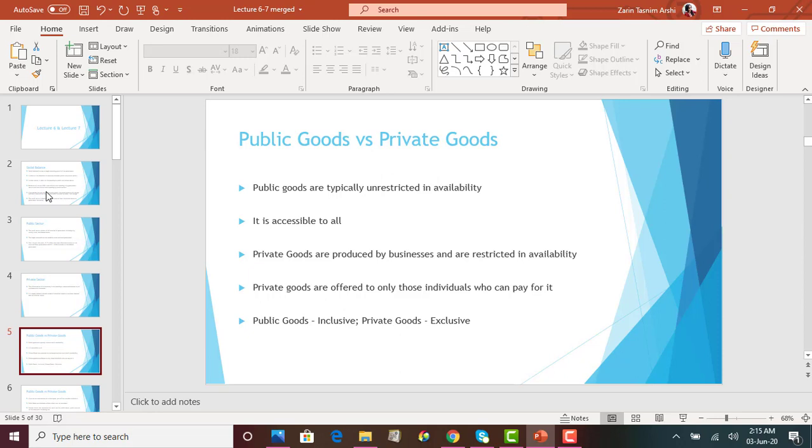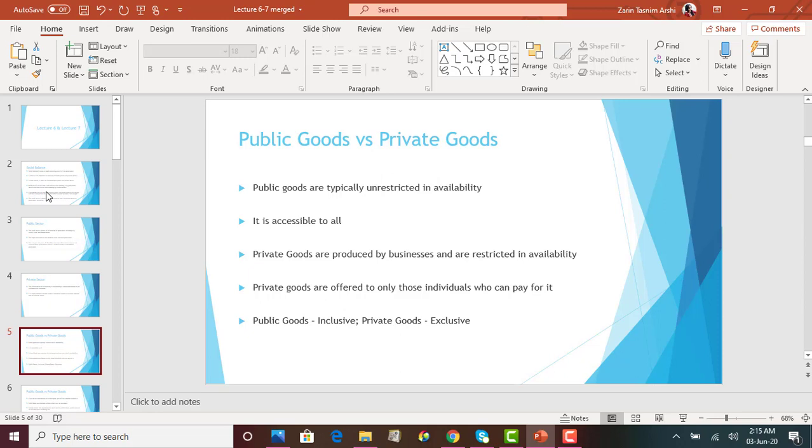So one of the characteristics of public good is it is accessible to all, and that's why public goods are called inclusive, whereas private goods are exclusive. Only if you can pay for the good, you will get the private good, like a diamond, whereas public good is inclusive. Everyone enjoys the benefit of the good regardless of whether they can afford it or not.